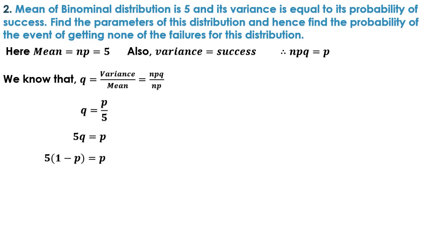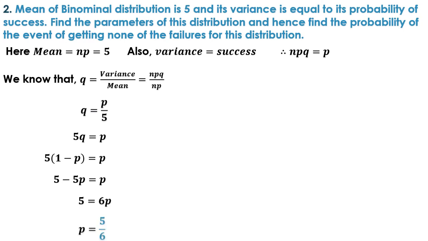So 5 into 1 minus p is equal to p. When I open the bracket of 1 minus p, I get 5 minus 5p is equal to p. Now this negative 5p, if I change the side, it will become positive. So 5 will be equal to p plus 5p, that is 6p. And when I take 6 into the division of 5, it becomes p is equal to 5 upon 6.